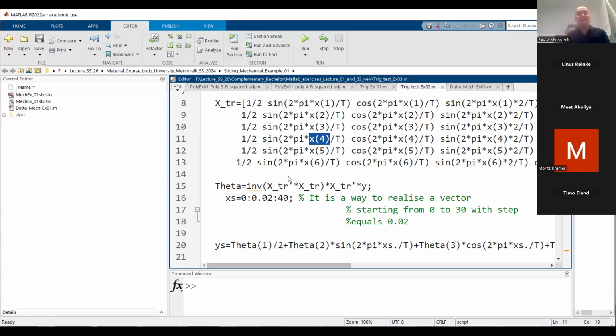Now I change just a little bit the name. Remember, here we have xtr because trigonometry, before we had x5, x4, depending, or x3, depending on the order of the polynomial. But the structure is the same. Inverse of x transpose multiply x, multiply x transpose, multiply y. Remember, this we calculated, I fleshed out also a little bit the demonstration.